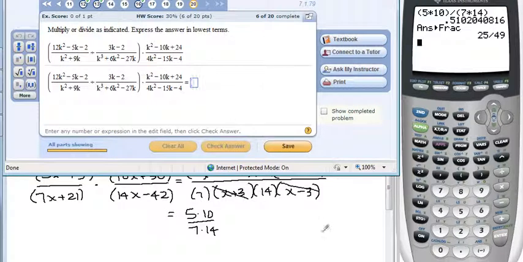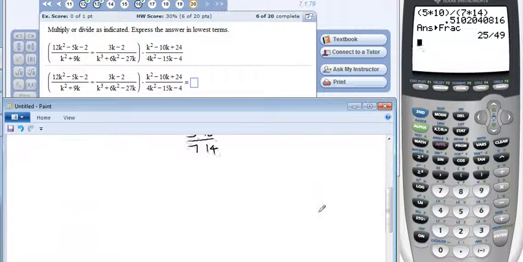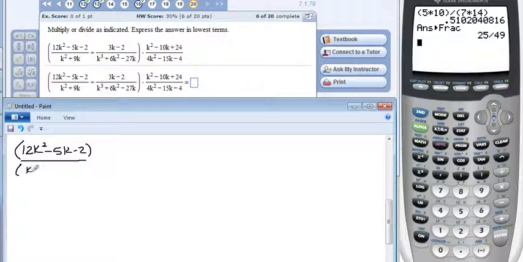Yikes. Should we do that one? Yeah, I think we should. And then I'll be done. All right, what do I have? I have 12k squared minus 5k minus 2. And I'm going to divide that by k squared plus 9k.